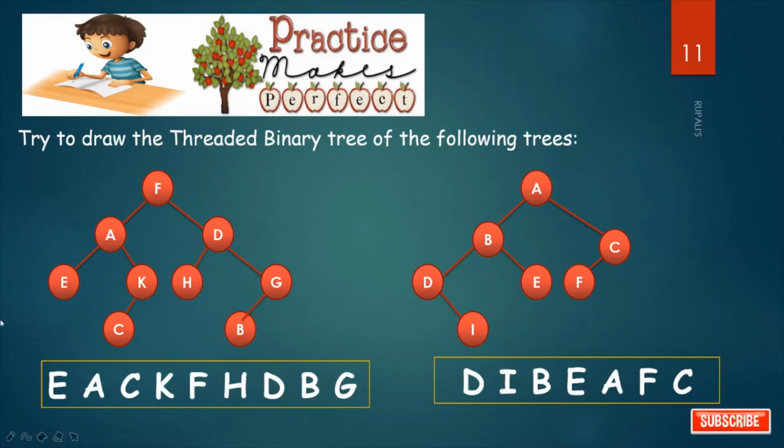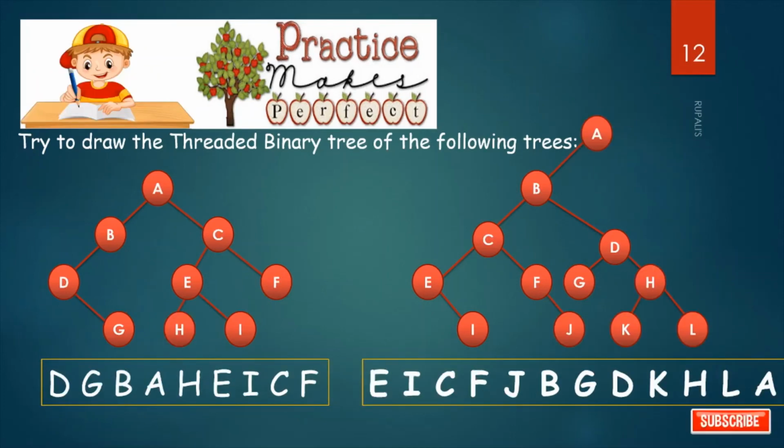So try to draw the threaded binary tree of the following trees. The in-order traversal results are given here. But at examination time, if the in-order traversal results are not given, then first you have to traverse the tree in in-order fashion, then you have to draw the tree. These are another set of two trees. Try to draw the threaded binary tree of the following trees. The in-order traversal results are given here.